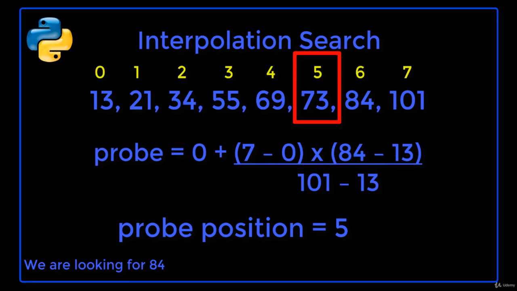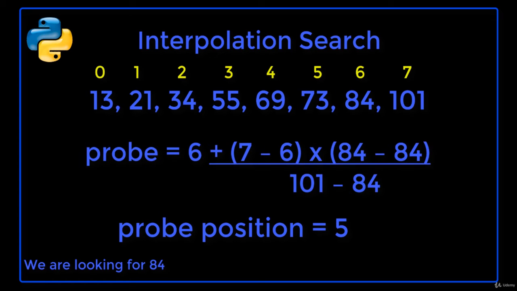84, the element we are searching for, is greater than the probe, 73. Per the algorithm, the low end will become the probe plus 1, meaning 84 is now both the low end and the probe. 101 will be the high end. Now we plug the new numbers into the formula and get 6, the exact index of 84, the element we are searching for.